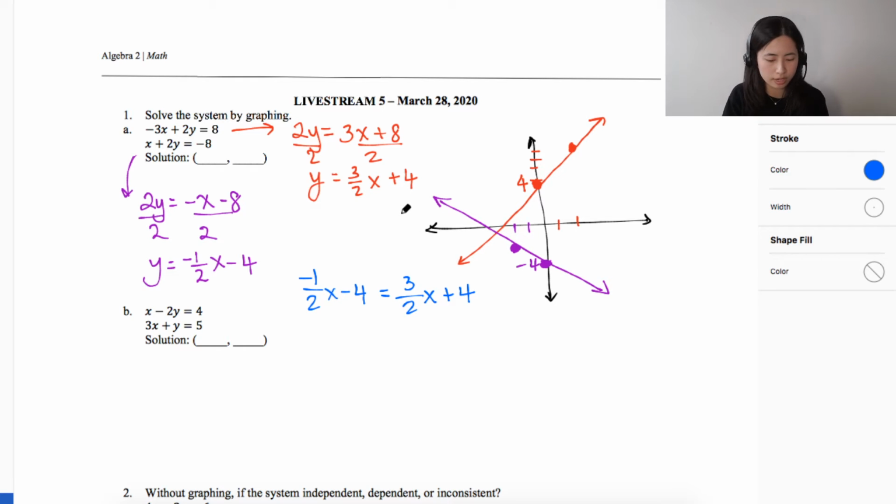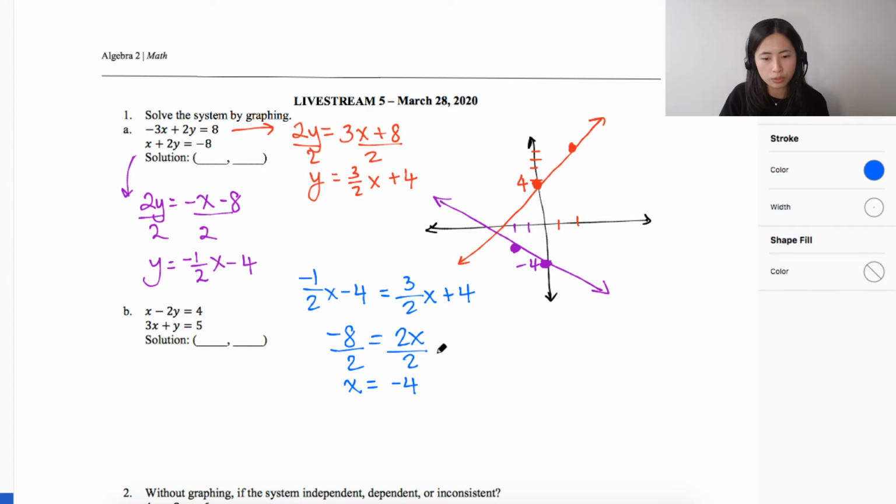So you would get 3 over 2 plus 1 over 2, which would be 2x. On the other hand, because you're moving this to the opposite side, you would end up with negative 8, because it's negative 4 minus 4, which is negative 8. Dividing both sides by 2, you get x is equal to negative 4.